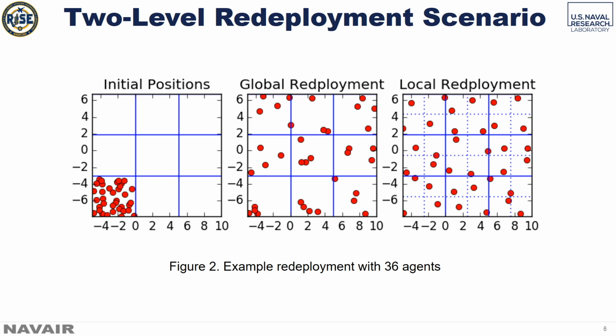Here's an example two-level redeployment scenario with 36 agents. All of the agents start out in one of the larger regions, and then during the global redeployment phase, they are redeployed to the larger regions, and then the local redeployment phase begins, and they are redeployed to the smaller regions.